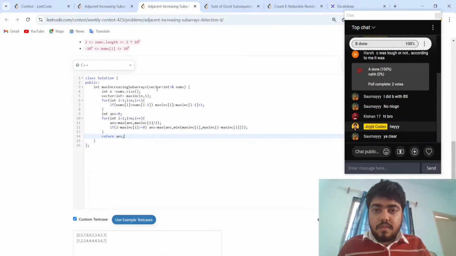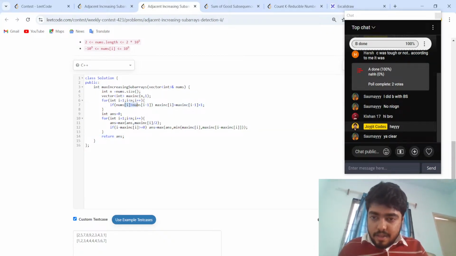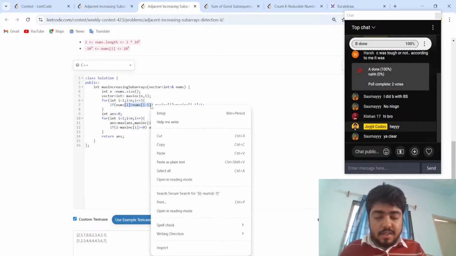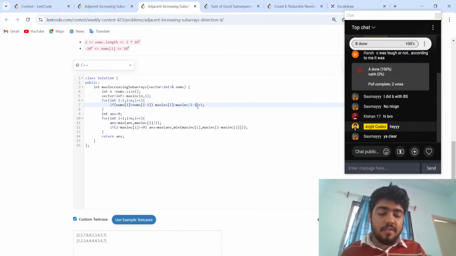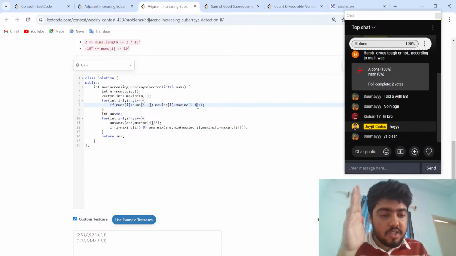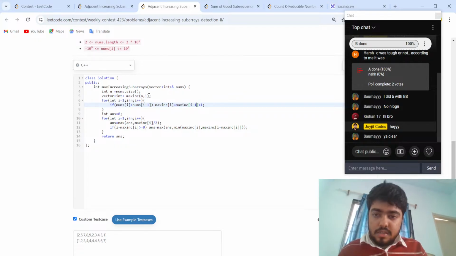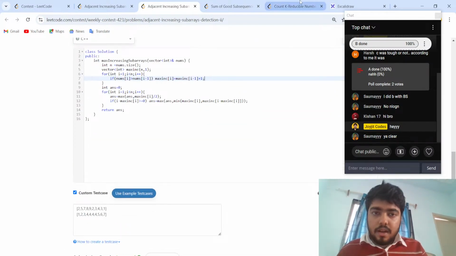So the maximum increasing subarray ending at i can be computed like this: if nums[i] is greater than nums[i-1], that is, it is strictly increasing till now, then whatever the length was earlier, it is going to be plus 1. And if it's not increasing, it means the subarray starts from that place only, so it is by default 1. Otherwise it increases by 1. Clear? Now comes the main part.